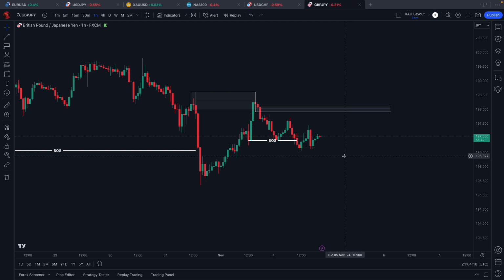Because what we need is 3 breaks of structure and 3 penetrations of supply zones in order to deem a valid entry. We've had 2 breaks of structure, 2 penetrations of supply zones. Price trading into this one would be the 3rd penetration. We then need the 3rd break of structure before we look to take part in this market.